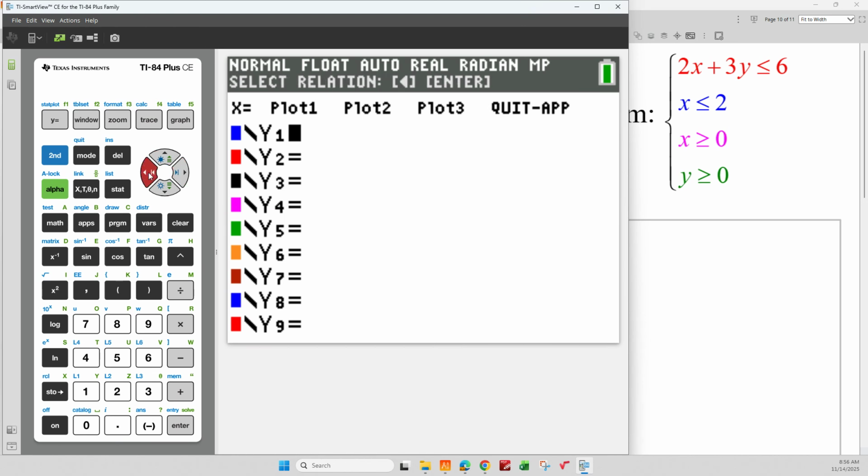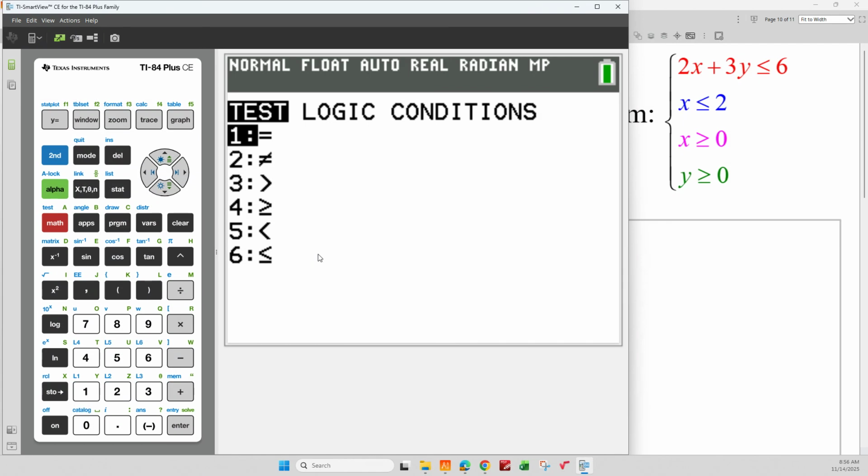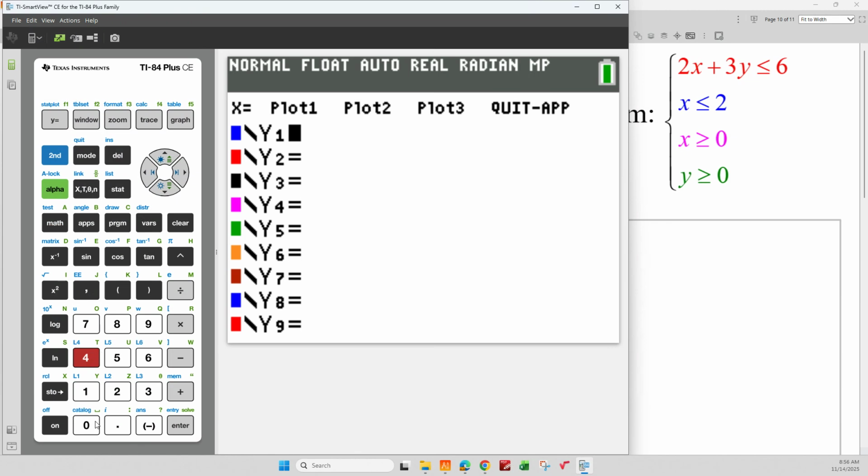I think I hit the left and right arrow, no, what do I do? Darn it. Oh, I know what it is. I go to Math. Is it number? Do you guys, anybody know? Okay, so I'm going to test. Yeah, okay, that's it. Perfect. All right. So I go second, math to get to the test menu. There we go. And so I would, for example, let's graph the bottom one first. So y is greater than or equal to 0. So I would just choose 4 and then type a 0.